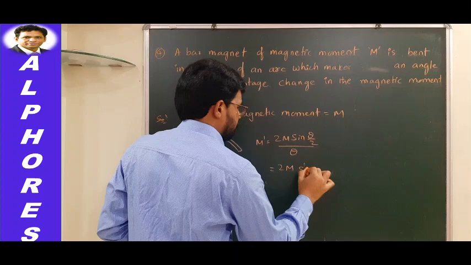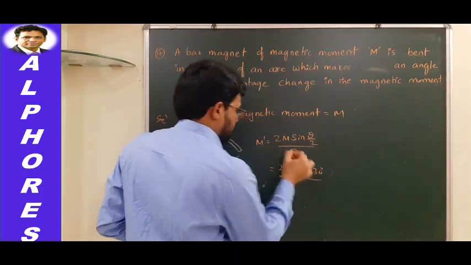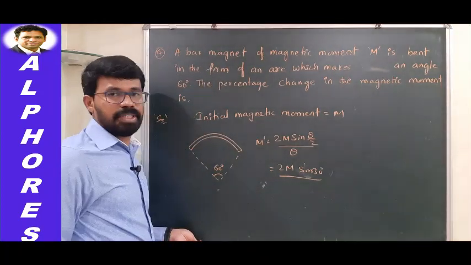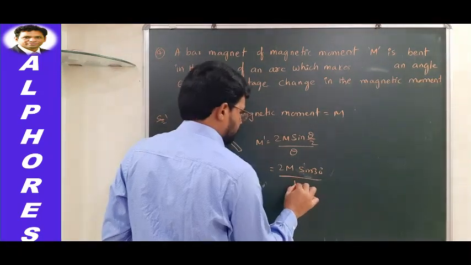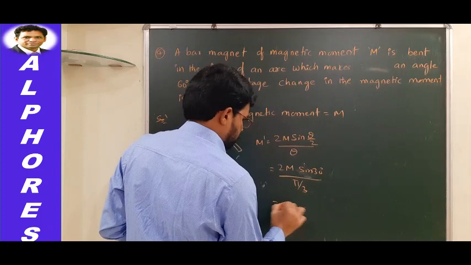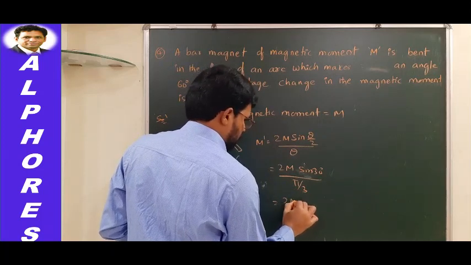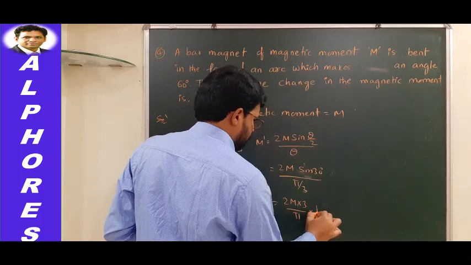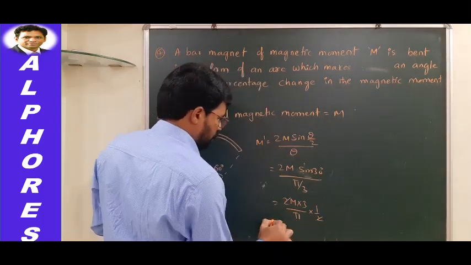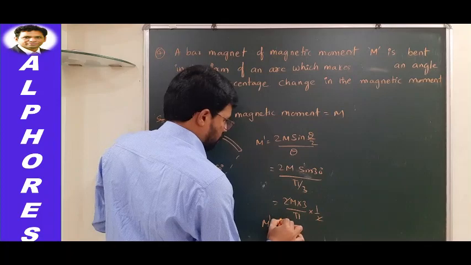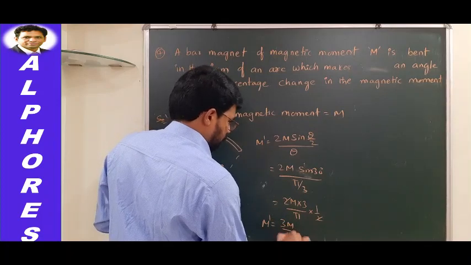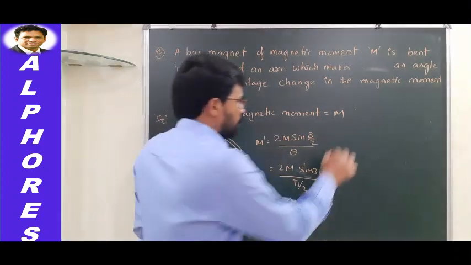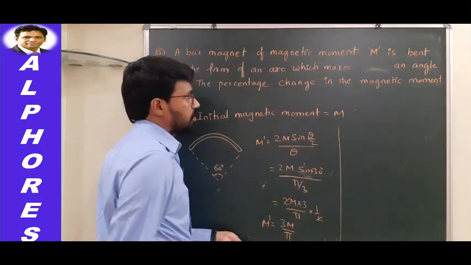And this theta, 60. 60 in radians, how it can be expressed? It can be expressed as pi by 3. So 2m into 3 by pi. Sine 30 is what? 1 by 2. 2 gets cancelled, therefore m dash is equal to 3m by pi. M dash is equal to 3m by pi. So what we have to find out? We have to find out percentage change in the magnetic moment.